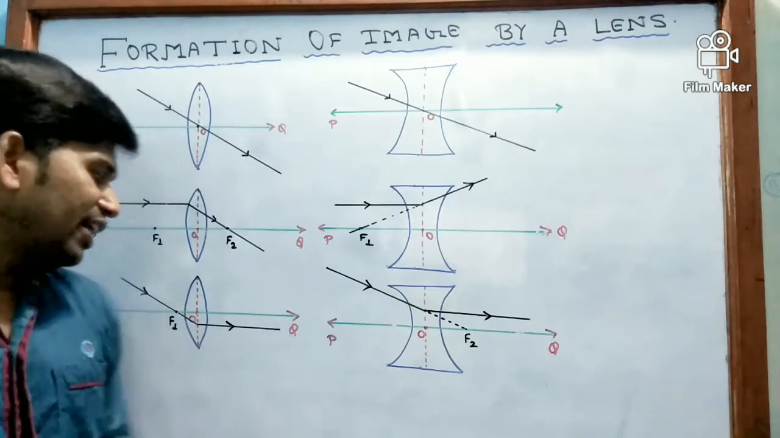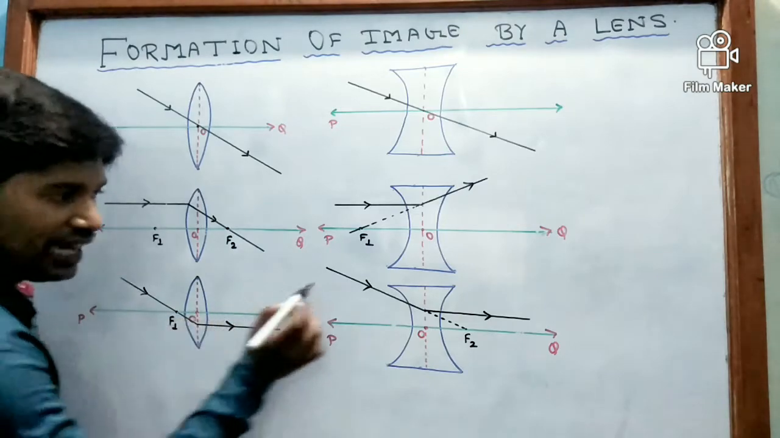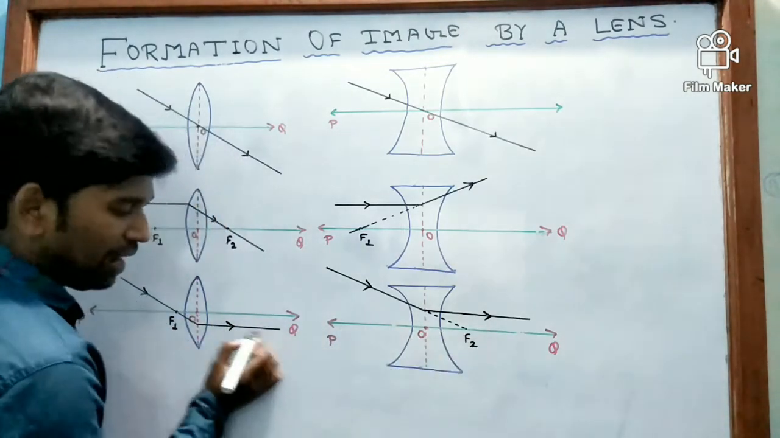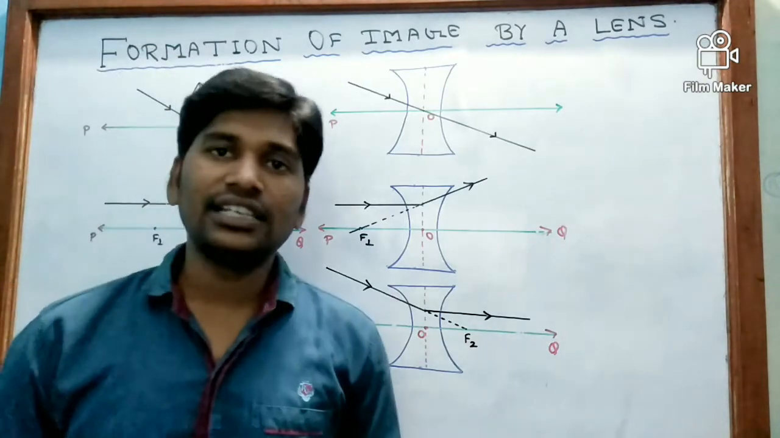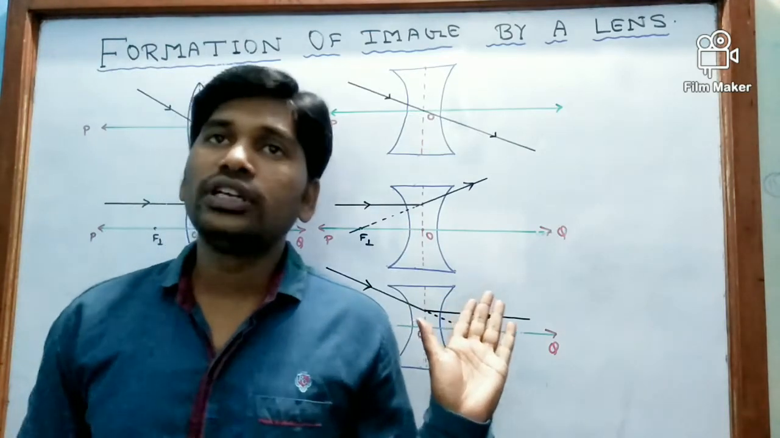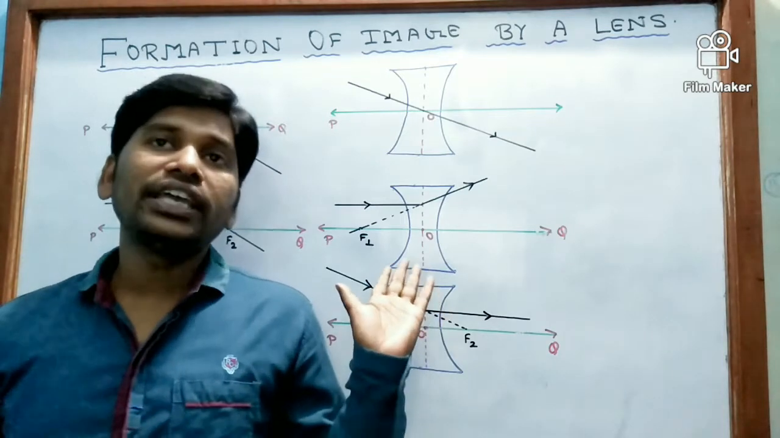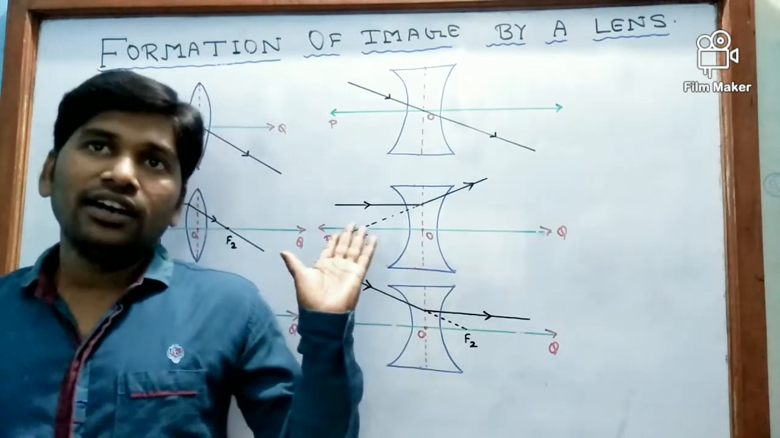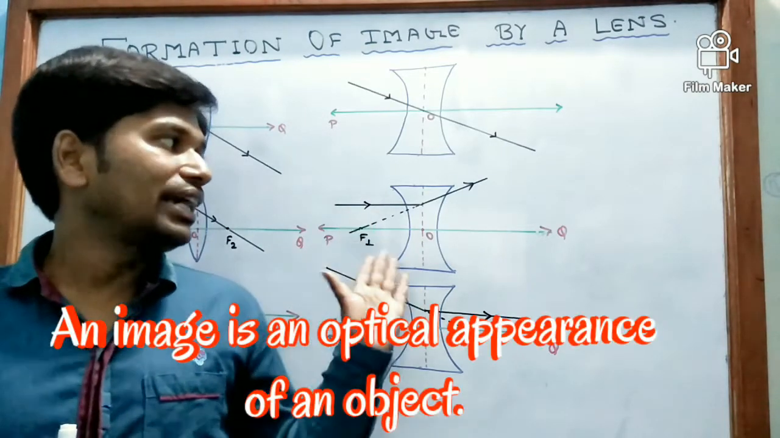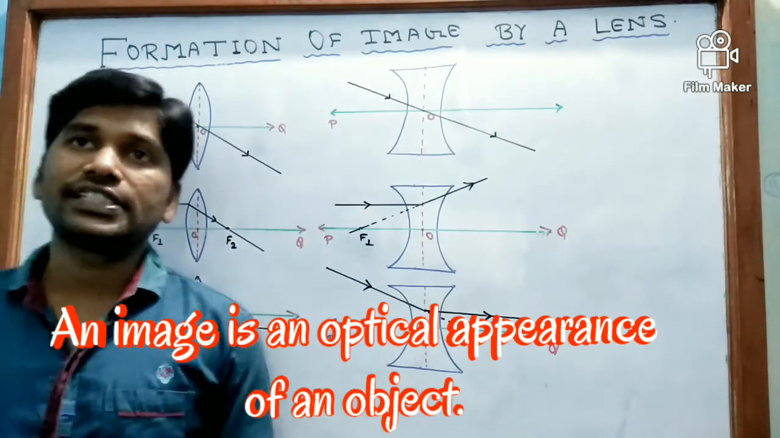Third, we can see, if a ray of light is incident along the focus or directed along the focus, after refraction it becomes parallel to the principal axis. So these are the three rules which we will use to determine the position, size and nature of the image formed by a lens in case of concave and convex.